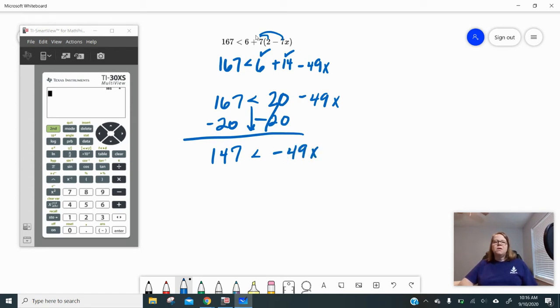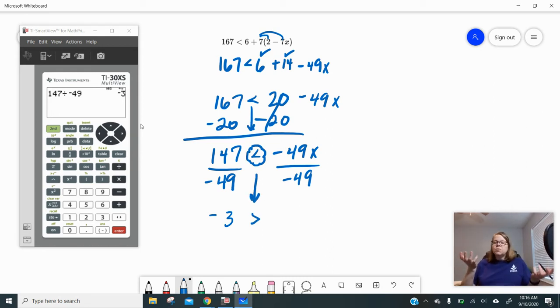Now if this said equals, we would just divide by whatever's in front of x. So we're going to divide by negative 49. 147 divided by negative 49, all right, negative 3. And here's the thing. We just divided by a negative, so that less than is going to change to greater than. That's one of the rules with inequalities. If you divide by a negative, you have to flip the inequality sign. Negative divided by negative is just 1, and that's x.